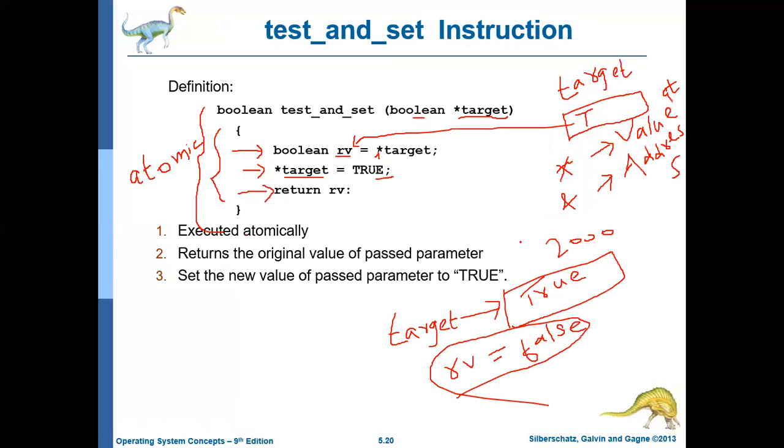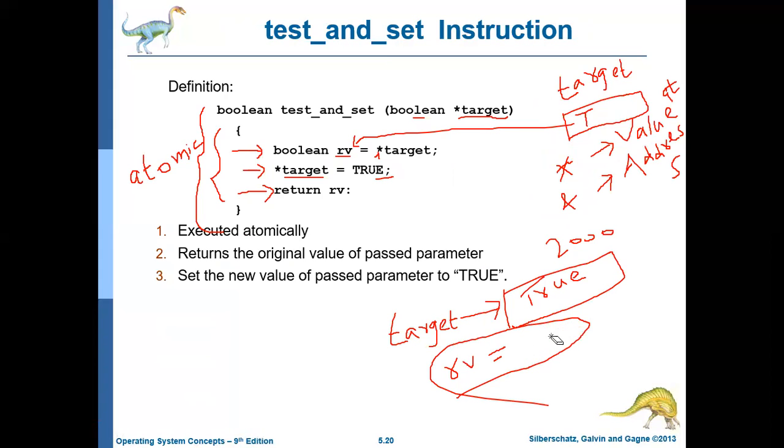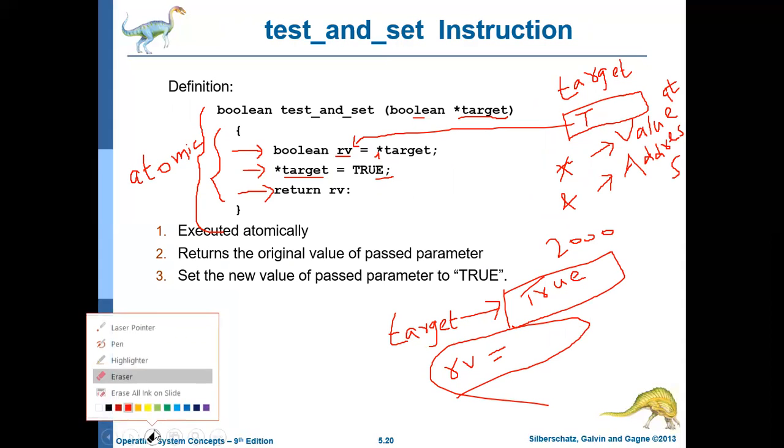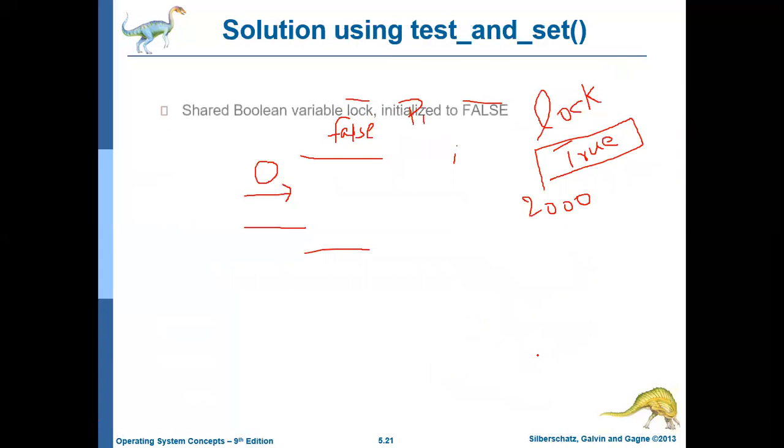Here we are doing rv = *target. *target is the value at target, and the value at target is true. So rv will be set as true. Then *target = true; already it is true, and again we are making it true. Fine. Then return rv. The rv value is true, so true is now returned.